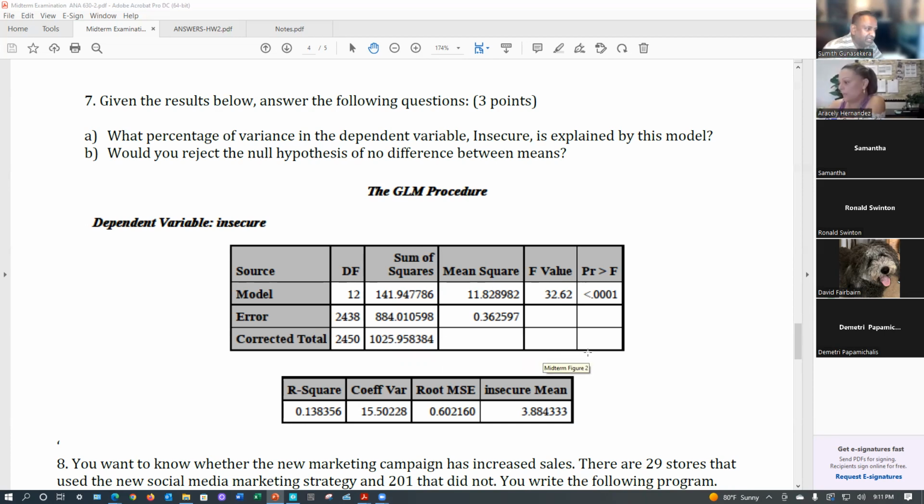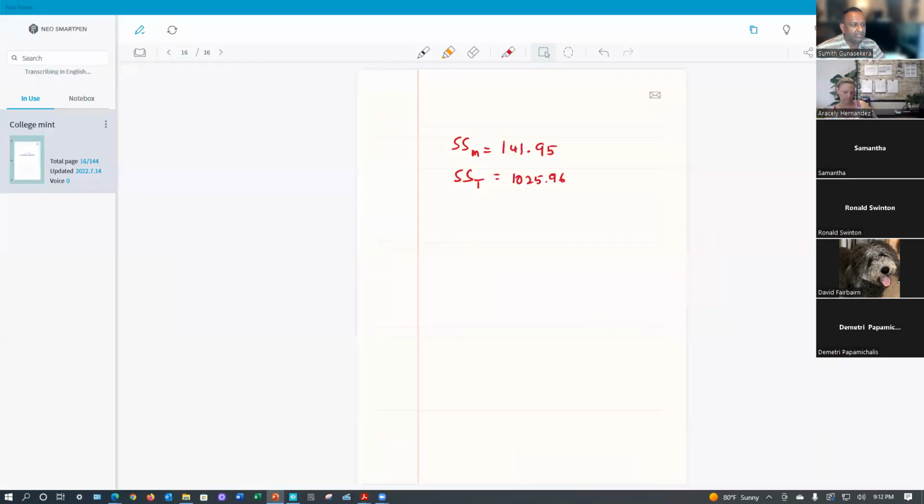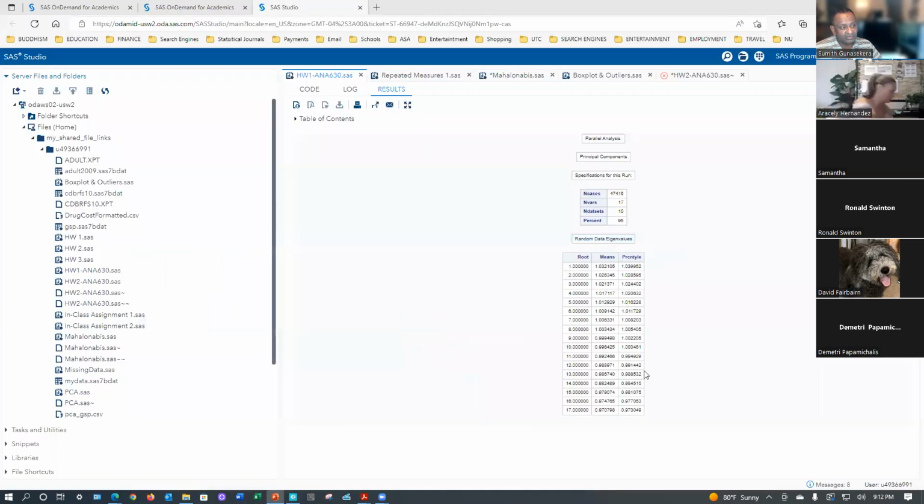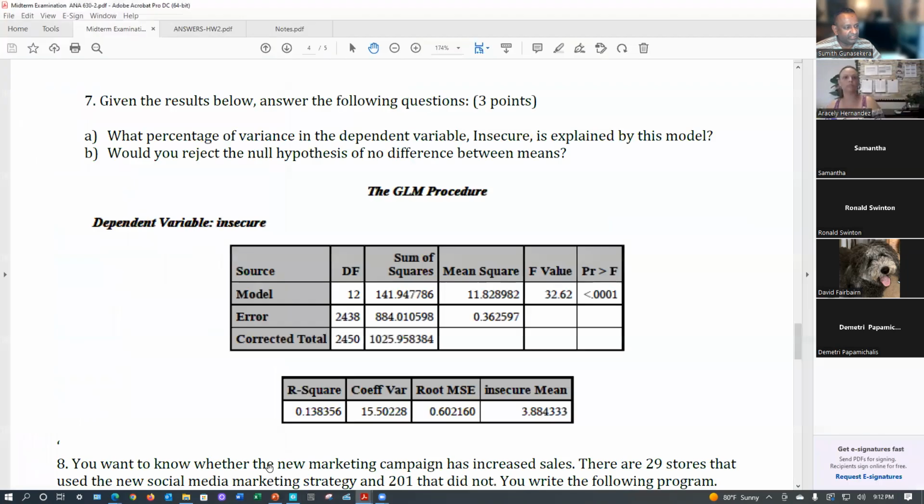Proportional reduction. I'm going to write this down here and then I'll show you. Sum of squared model is 141.9, and sum of squared total I would say 1025.96. Okay, these two. If you divide 141.9 by 1025.96, you get 0.1383. Do you see that somewhere in that printout? Where do you see it? R squared. That's nothing but R squared.